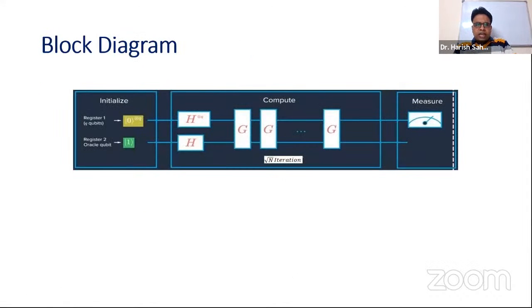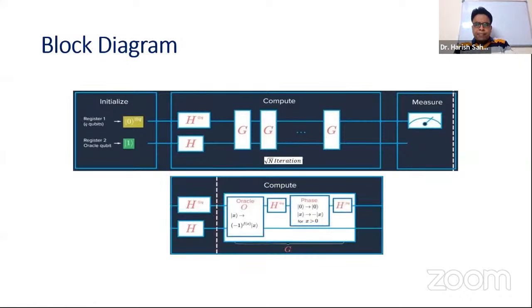So this is the high level idea of the algorithm. This is the Grover operator which you have seen, and we are applying it square root of N times. And what is there to implement this Grover operator? We see here that it's an oracle that is changing the phase of the desired state.